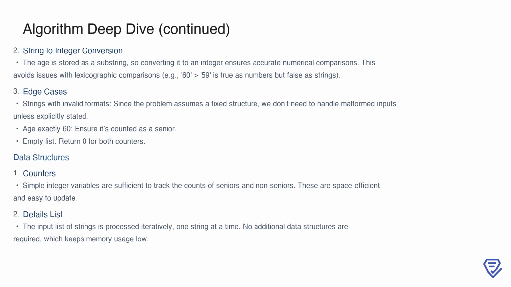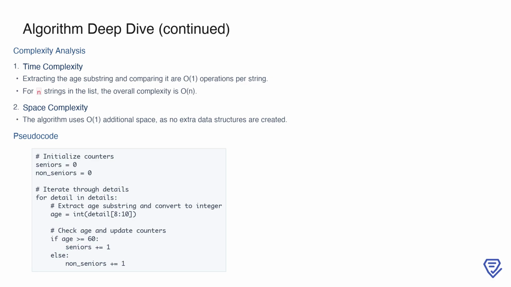The details list is processed iteratively, so no additional memory is needed beyond the counters. The algorithm is efficient in terms of both time and space complexity. For time complexity, extracting the age substring and converting it to an integer are constant time operations, O(1), for each string. Since we process each string in the list once, the overall time complexity is O(n), where n is the number of strings in the details list.